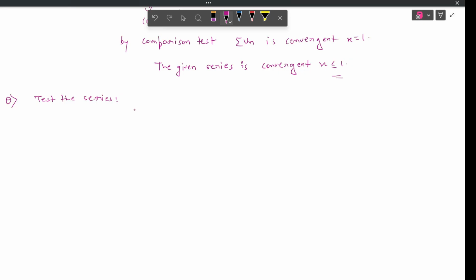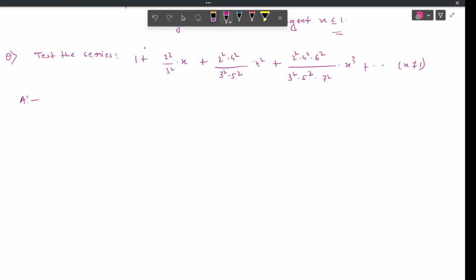This is the question. The series is 1 plus 2 square by 3 square into x plus 2 square into 4 square by 3 square into 5 square into x square plus 2 square, 4 square, 6 square by 3 square, 5 square, 7 square, x cube, and x is not equal to 1. So here also you will apply the same method, that adding or removing some terms does not affect the convergence or divergence. So we'll omit this first term.